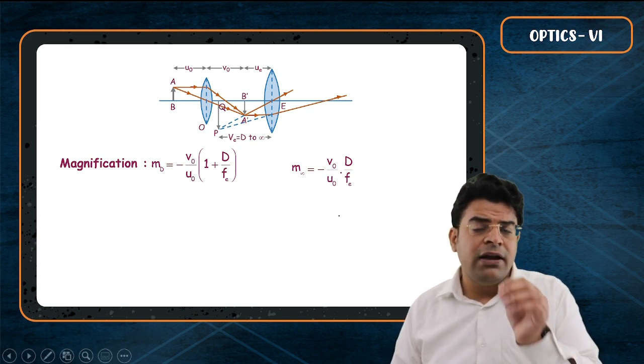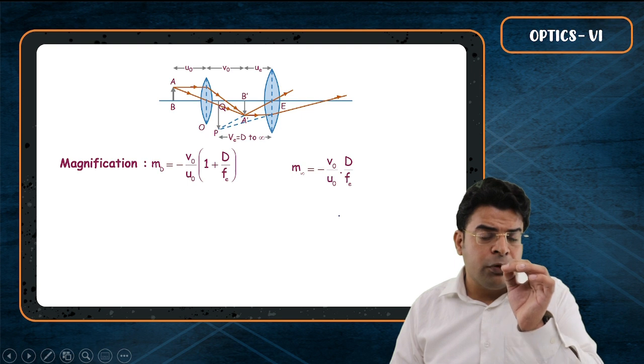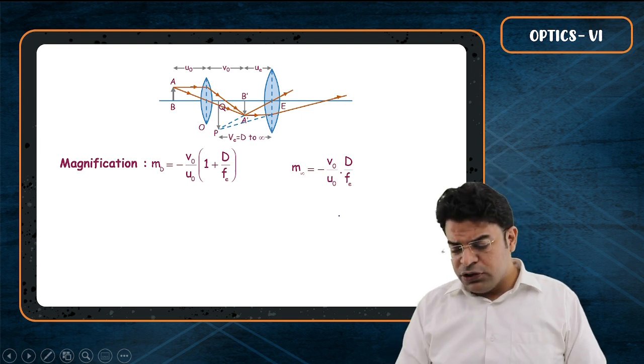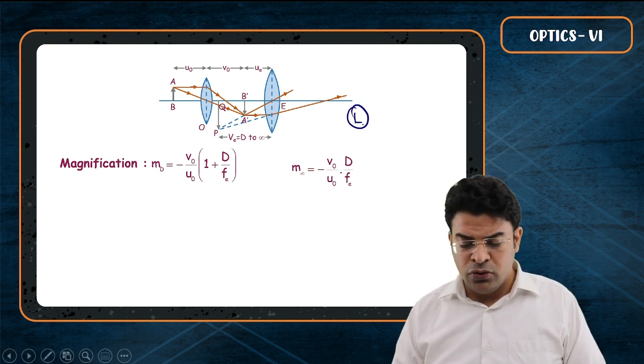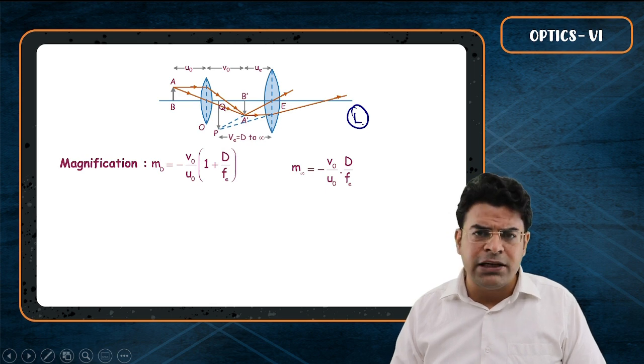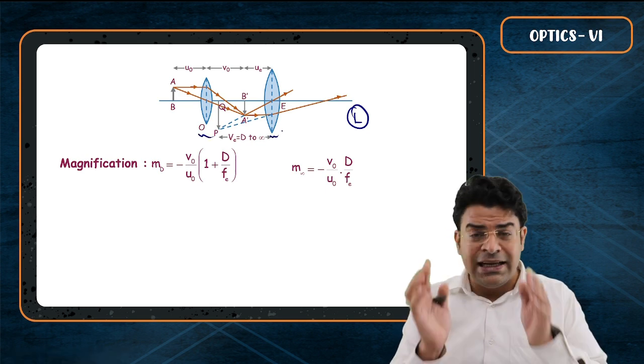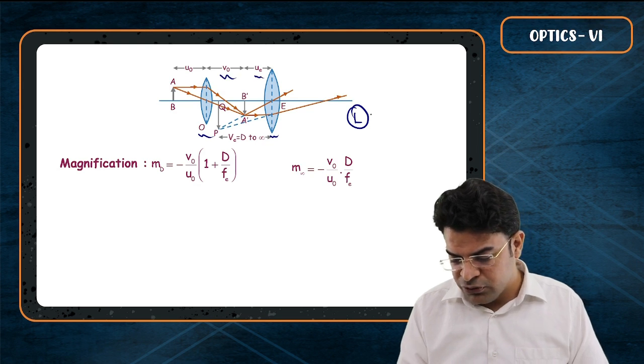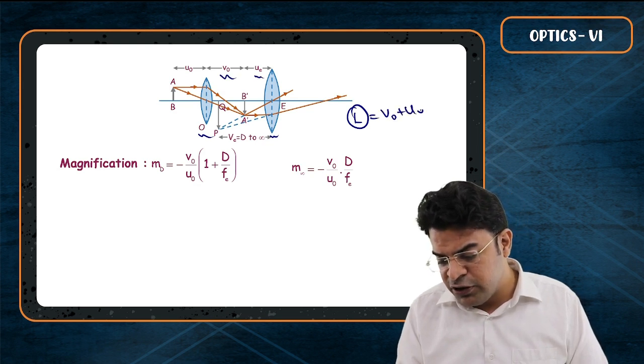Now here I would like to elaborate more on one approximate formula. If I ask you what is the length of a microscope, you will say that the length of the microscope is the distance between objective and eyepiece, and that is V naught plus UE. So the length of the microscope is V naught plus UE.